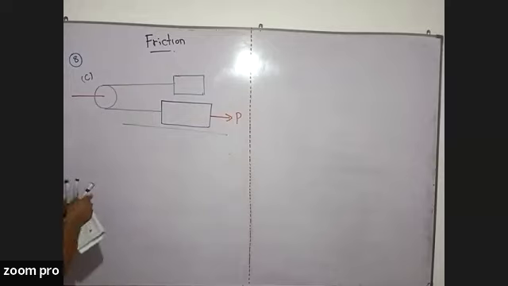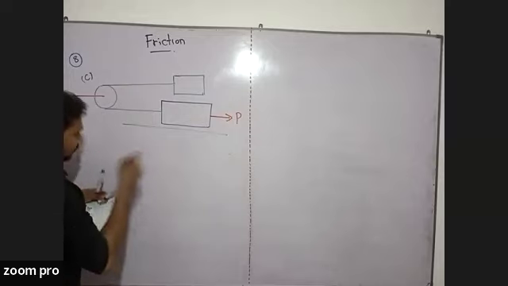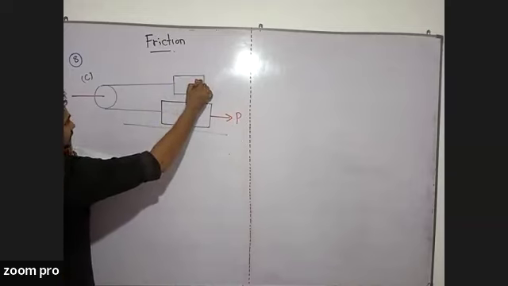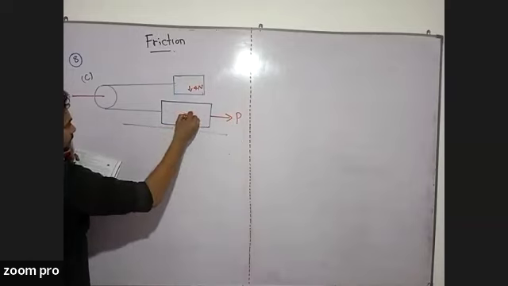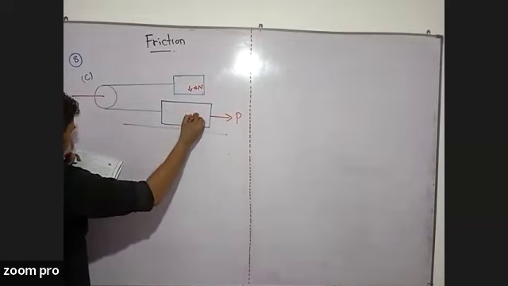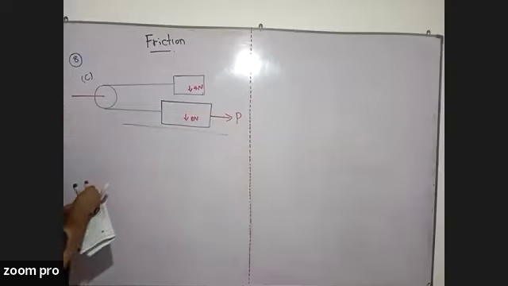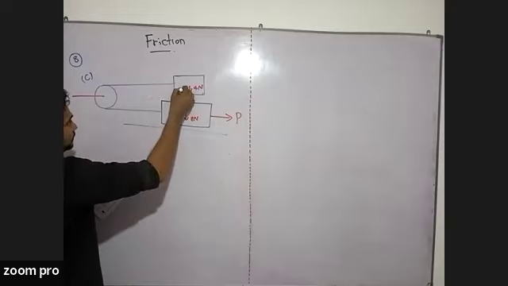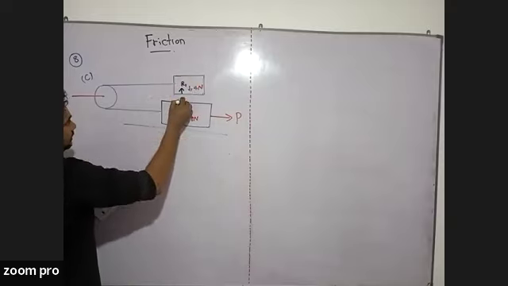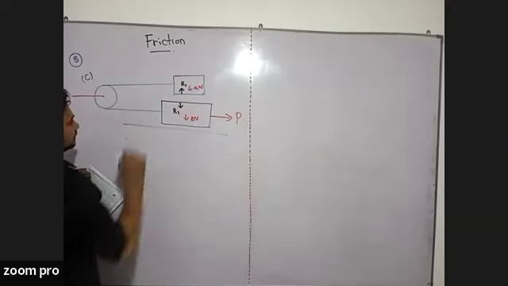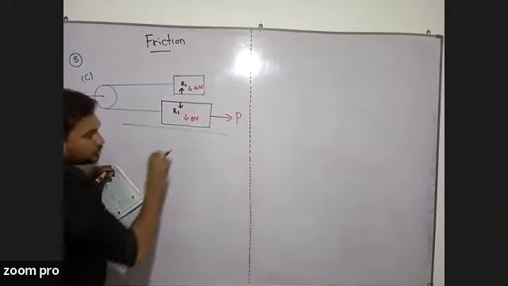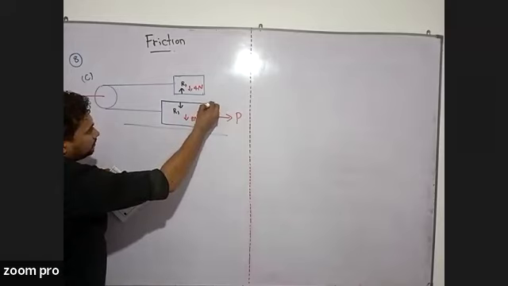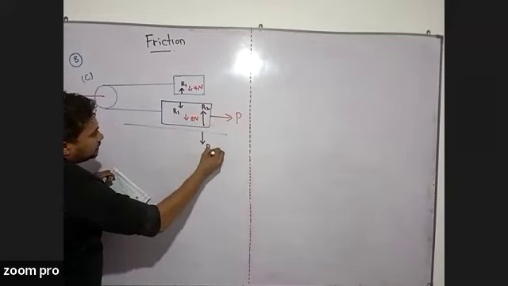So let's mark the forces. We already know that the weight of this object is 4 Newton, and the weight of this object is 8 Newton, right? And there are normal reactions exerted between these surfaces. The first one is R1. R1 is also exerted on this P object. And there's a normal reaction between these two surfaces, isn't it? That is R2, and it should also be exerted on the surface, right?